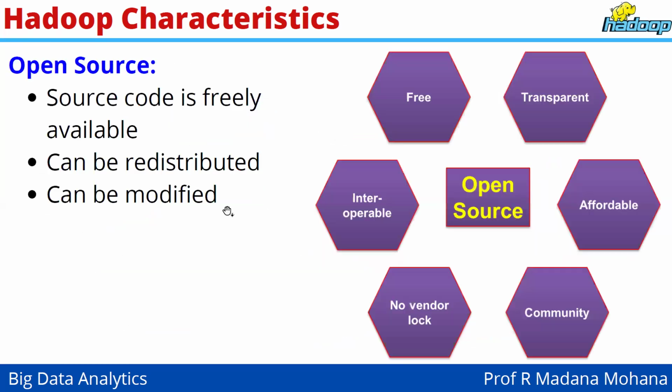As we already mentioned, Hadoop is open source. Here, source code is freely available. It can be redistributed. It can be modified. So open source means it is free, interoperable, no vendor lock-in, community based, affordable, transparent. These are the advantages of open source. That's why Hadoop is also open source.